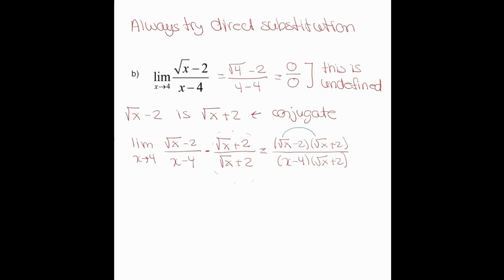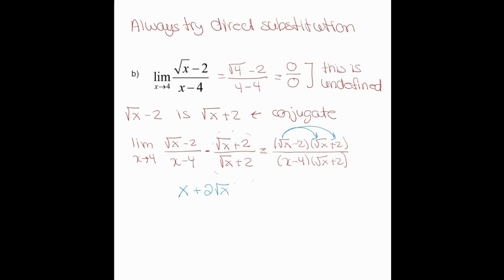So root of x times root of x leaves us just with x. And I'm just going to write that down here. The root of x times 2 gives us positive 2 root of x. I think I just said x squared times x squared. I meant root of x times root of x equals x. The root of x times 2 gives us 2 root of x.